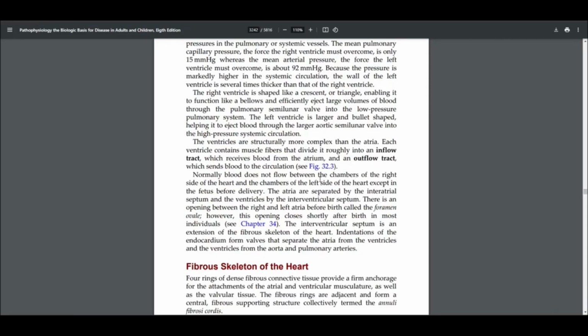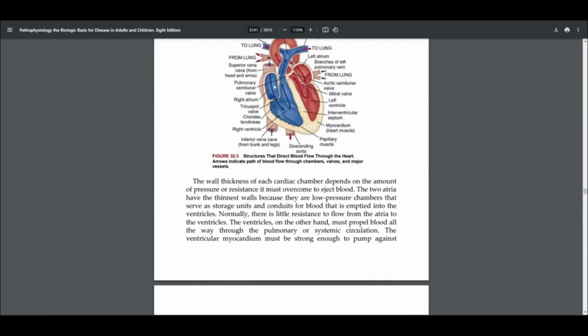The ventricles are structurally more complex than the atria. Each ventricle contains muscle fibers that divide it roughly into an inflow tract, which receives blood from the atrium, and an outflow tract, which sends blood into the circulation. So taking a look, here's our atrium. We have an inflow tract and an outflow tract into our circulation, or inflow here in our right atrium and into the pulmonary.